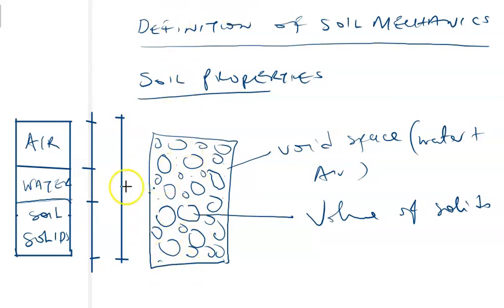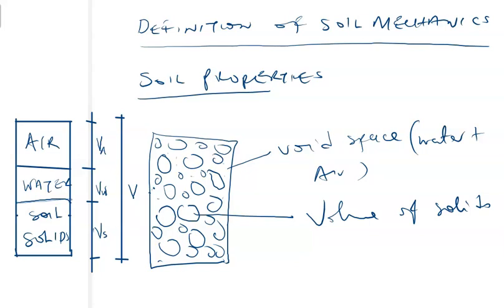Call this the volume of the soil sample, which is denoted by capital V. Then here we'll call this one volume of air. We'll call this volume of water. Call this one volume of solids. And these two collectively, we can call them later.